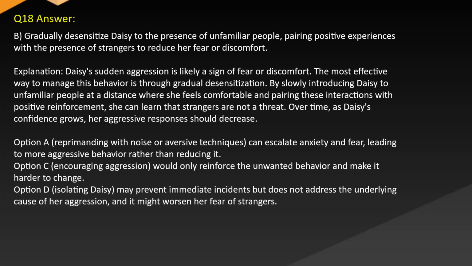Option A, reprimanding with noise or aversive techniques, can escalate anxiety and fear, leading to more aggressive behavior rather than reducing it. Option C, encouraging aggression, would only reinforce the unwanted behavior and make it harder to change. Option D, isolating Daisy, may prevent immediate incidents but does not address the underlying cause of her aggression, and it might worsen her fear of strangers.